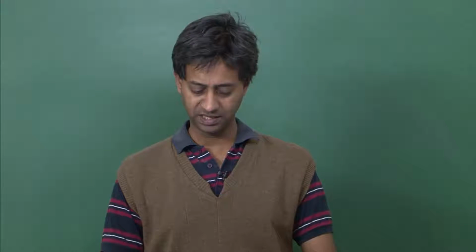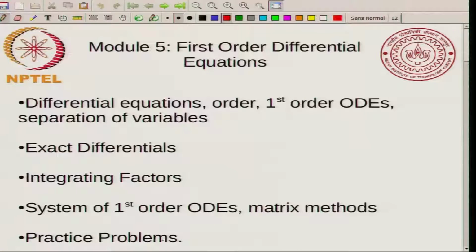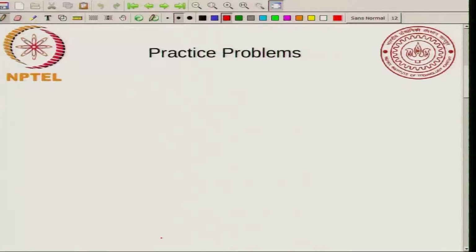So, in the last lecture of week 5, we will do some practice problems on first order differential equations. I will just do a couple of problems that illustrate the techniques that you use in first order differential equations. So, let me take the first problem, which is to solve a differential equation, and I will give you the differential equation.